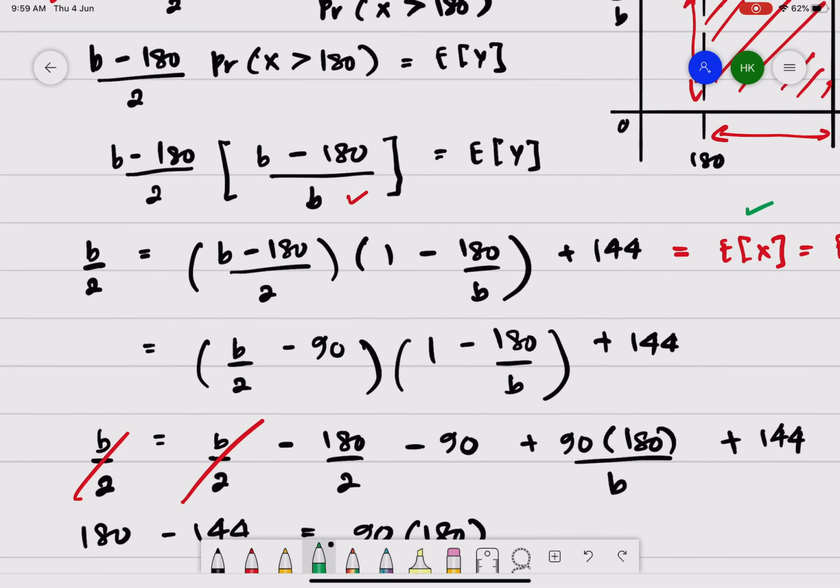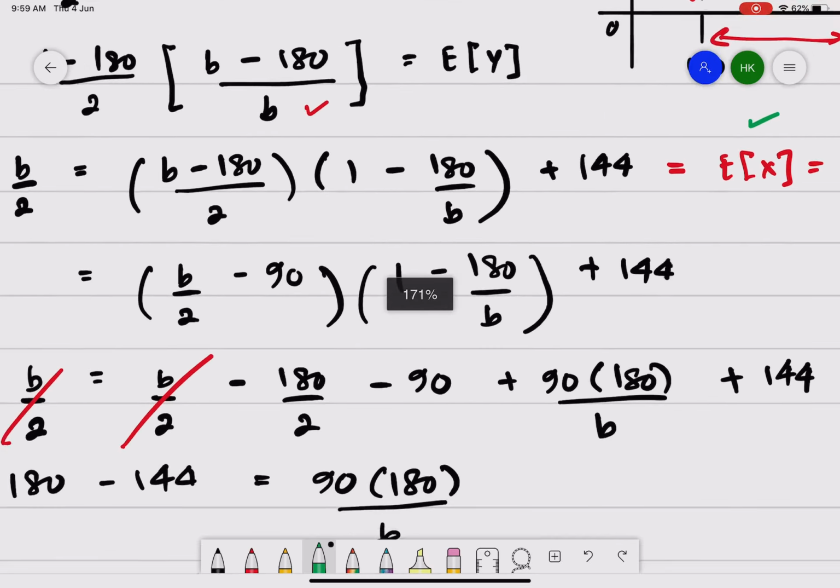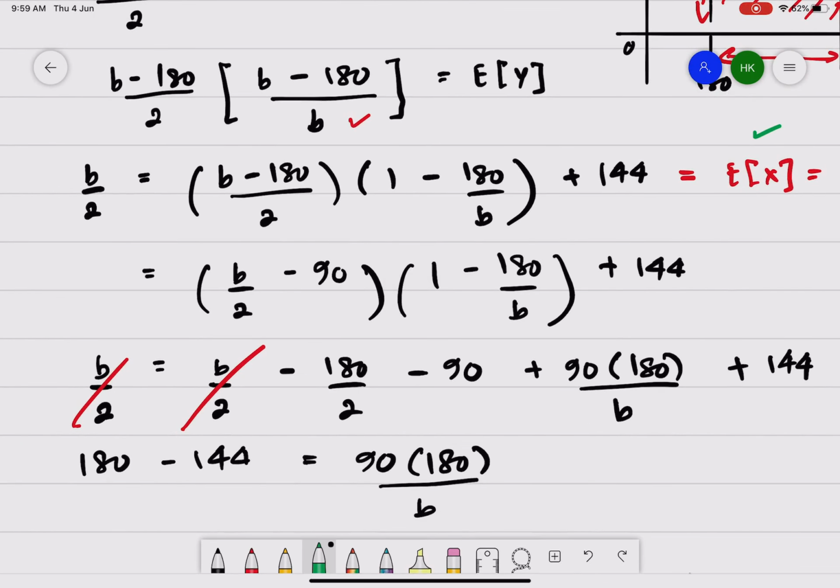You can see that when we divide this by 2 and split it into the numbers, you will get B over 2 minus 90, and 1 minus 180 over B. And also we expand this two-value part: we have B over 2 minus 180 over 2, minus 90 when you expand this one, and after that we have plus 90 times 180 over B. And the rest we just directly copy.